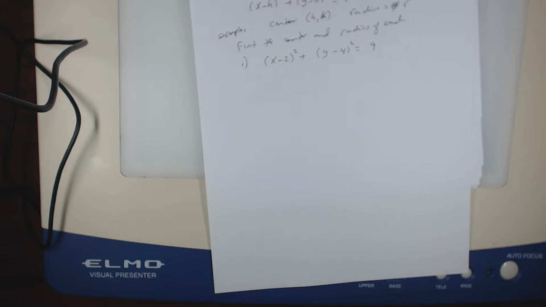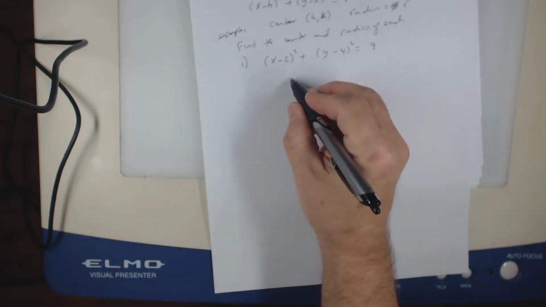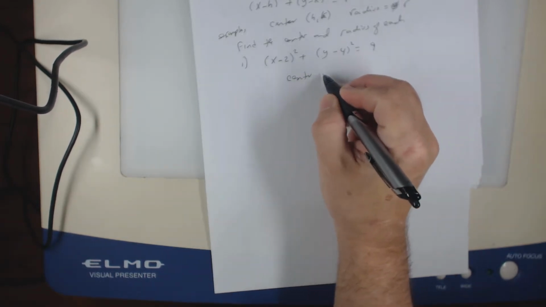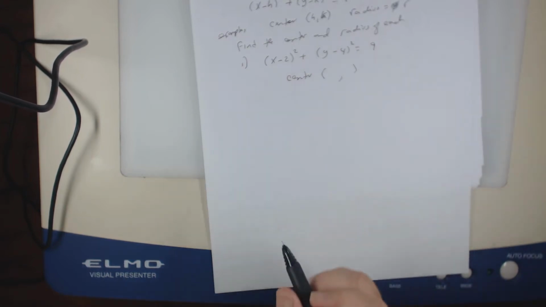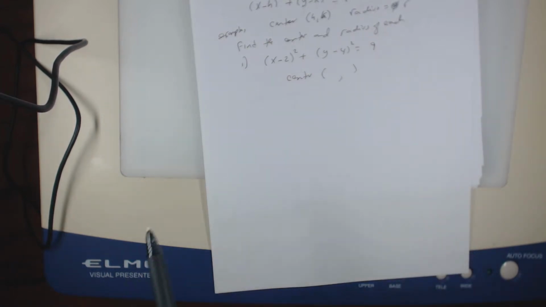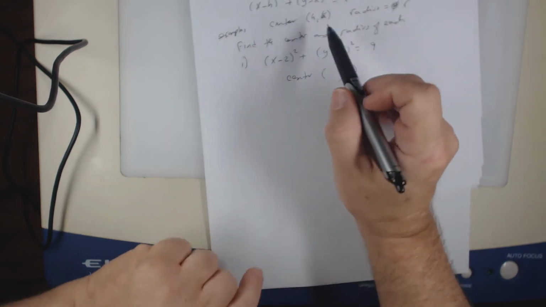Right. So first of all, is it written in standard form? Yes. So if it's written in standard form, you can determine the center and radius. What do you think the center of that circle is? -2, +4. Okay, so let's go back to this right here.